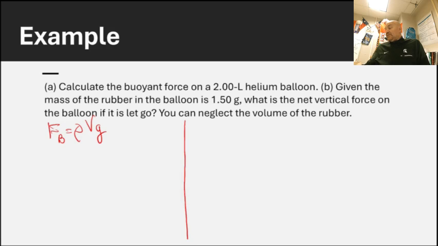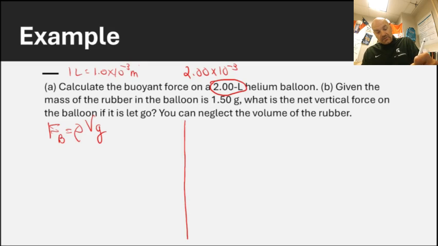Okay, so the first thing we're going to do is convert the 2 liters to cubic meters, and that's easy. 1 liter is 0.001 cubic meters, so 2 liters is 2.0 times 10 to the negative 3 cubic meters. The other thing we need to do, since we're looking at helium, is figure out the density of helium. So the density of helium is 0.166 kilograms per cubic meter.